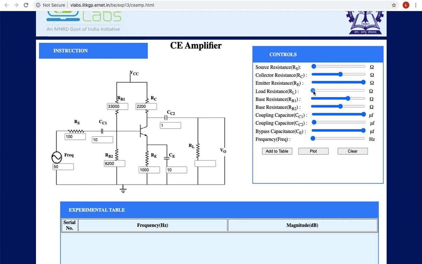Load resistance, we have to adjust it initially. Minimum is 100 ohms and maximum is 4000 ohms. It is 4 kilo ohms. So leave it as 4 kilo ohms. We cannot leave it as no load.